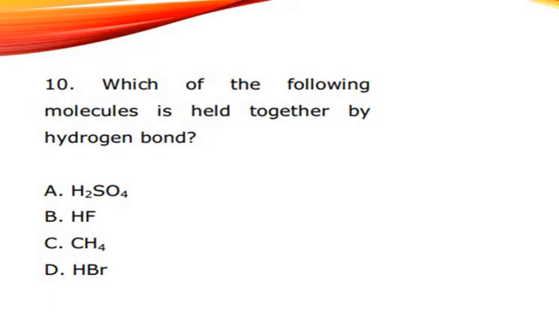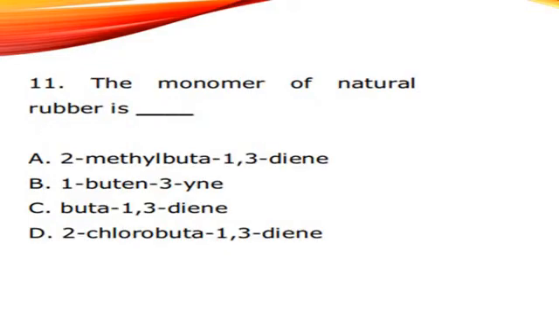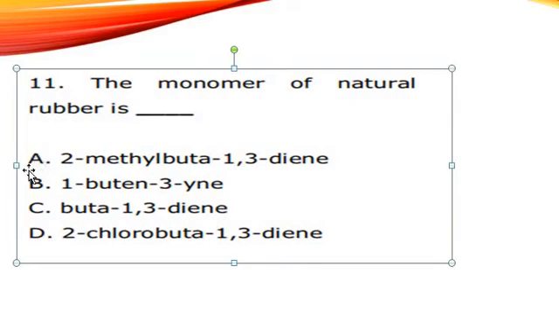And next we have question 11, which says the monomer of natural rubber is A. 2-methyl-buta-1,3-diene, B. 1-butene-triene, C. buta-1,3-diene, and D. 2-chloro-buta-1,3-diene. Actually, the monomer of natural rubber is mostly known by its common name, which is isoprene, but its actual name is 2-methyl-buta-1,3-diene. So our answer here is A.